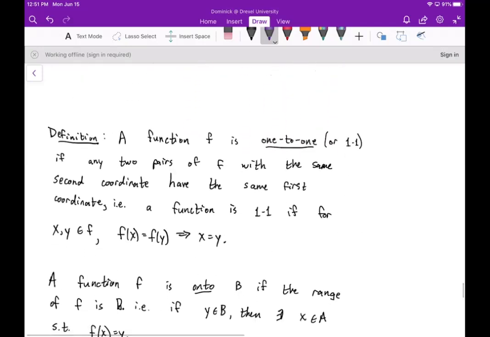Okay. Now the next type of function that we'll talk about is what's called one-to-one. And this is, again, another concept that you've probably already heard of before. Now, a function is one-to-one if for any two pairs of f with the same second coordinate, that would imply that they have the same first coordinate, right? So this is sort of meaning that no y values can repeat, or second coordinates can repeat.